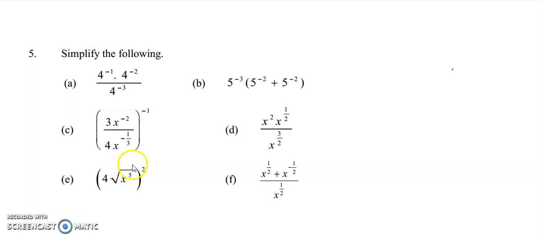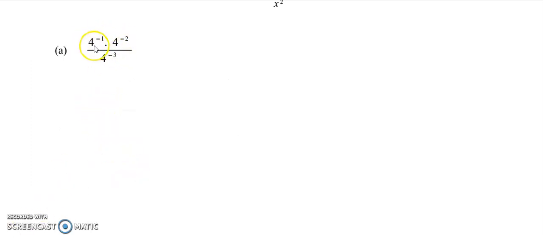Hi everyone, continuing from the previous video. We are now at question 5. We're still in the indices, and now we need to simplify those operations involving indices to the simplest form. So let's look at question A. Question A, we consider those index numbers involving 4.